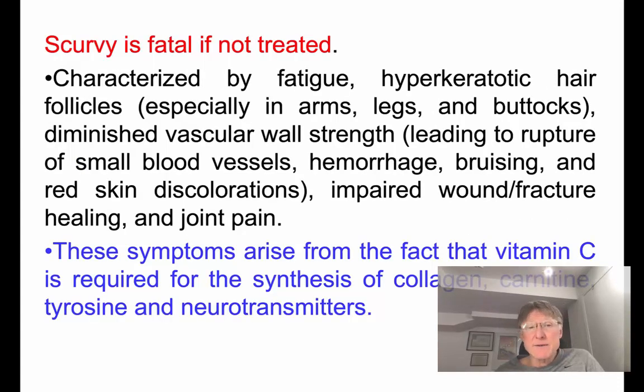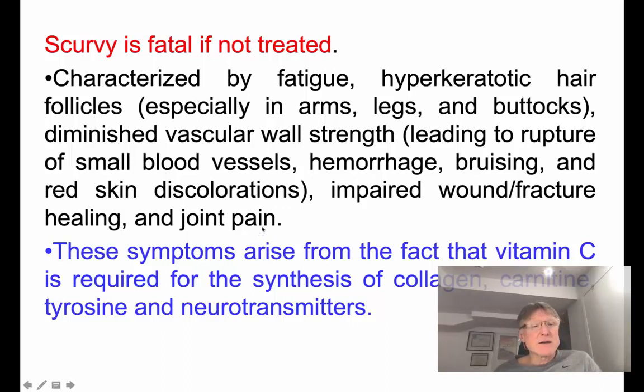It's characterized by fatigue, hyperkeratotic hair follicles, especially in arms. So in your arms the hair follicles become kind of, there's an excess of keratin, and it becomes rigid, kind of harsh. It's like a scale in your skin. Legs and buttocks. So it diminishes vascular wall strength and may lead to rupture of small blood vessels, hemorrhage, bruising, and red skin discolorations. So there is also impaired wound and fracture healing and joint pain.